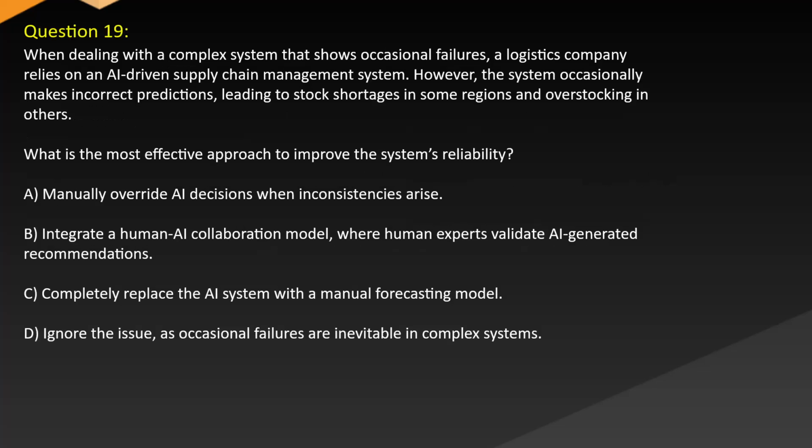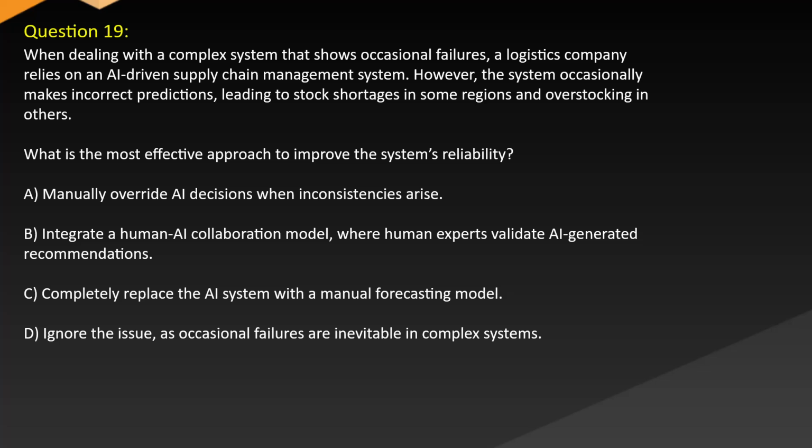Question 19. When dealing with a complex system that shows occasional failures, a logistics company relies on an AI-driven supply chain management system. However, the system occasionally makes incorrect predictions, leading to stock shortages in some regions and overstocking in others. What is the most effective approach to improve the system's reliability?